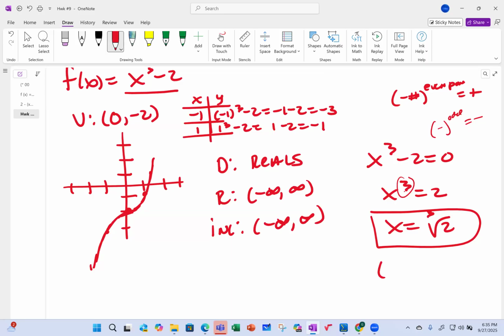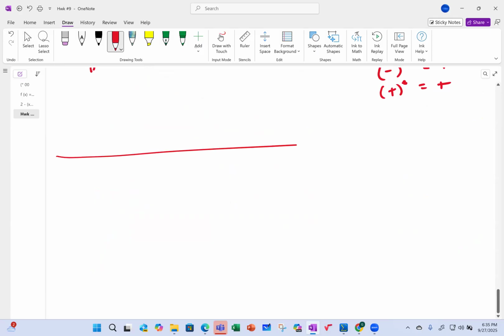Because remember, a negative to an even power is a positive, as well as a positive to an even power is a positive. But that's not true when the powers are odd. When the powers are odd, it's only that sign. All right, and the rest are kind of old. Number 3 to finish this out.